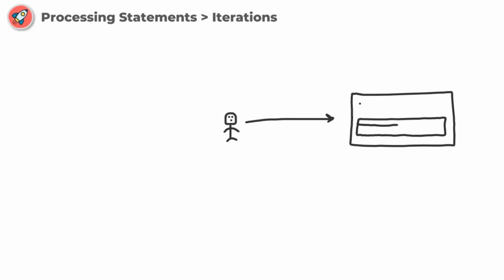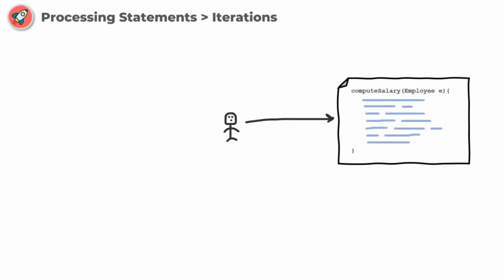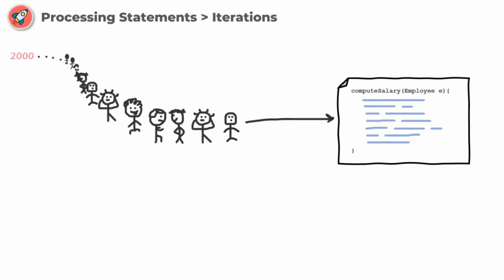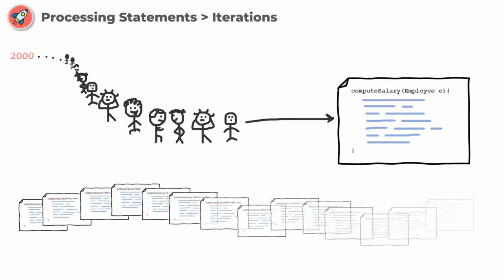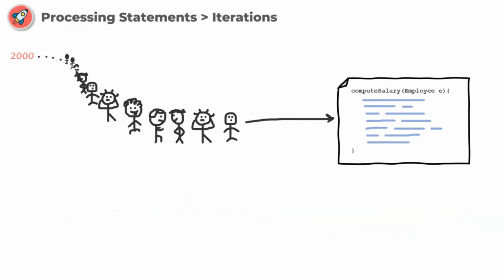Iterations help in repeating a piece of code multiple times. Let's take an example. Let's say a company wants to compute the salary of all its employees. So the software development team writes a code to compute the salary of an employee. But hold on, it's not one, but 2,000 employees in the company. Do you think the engineers need to write this code 2,000 times in order to compute the salary of all the employees? No. They need to find a way to repeat the same piece of code for each employee.